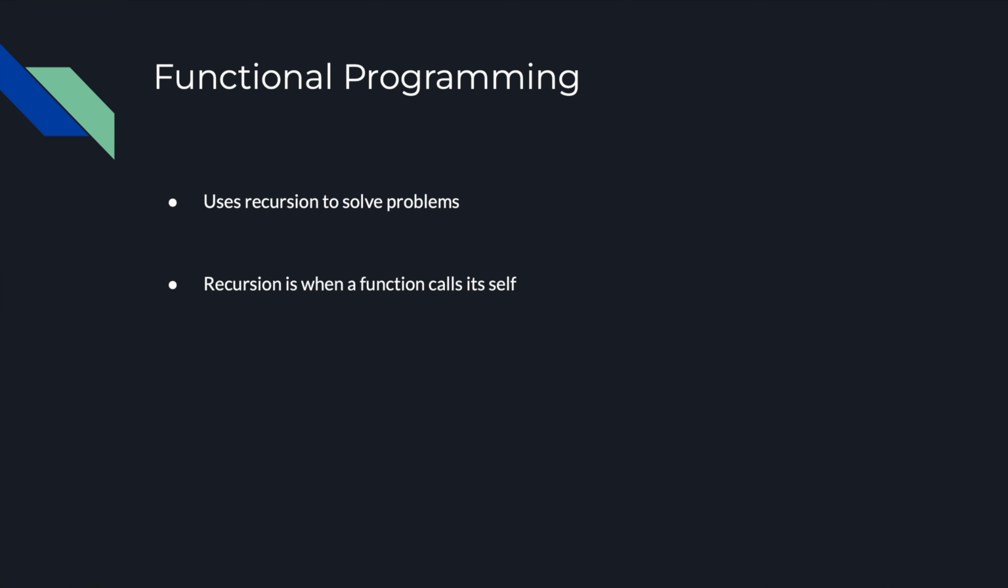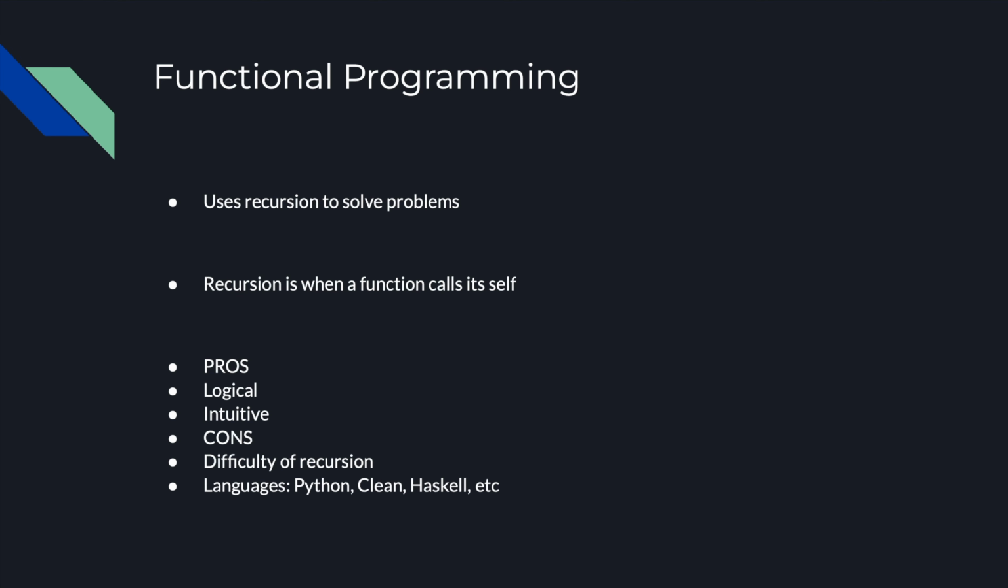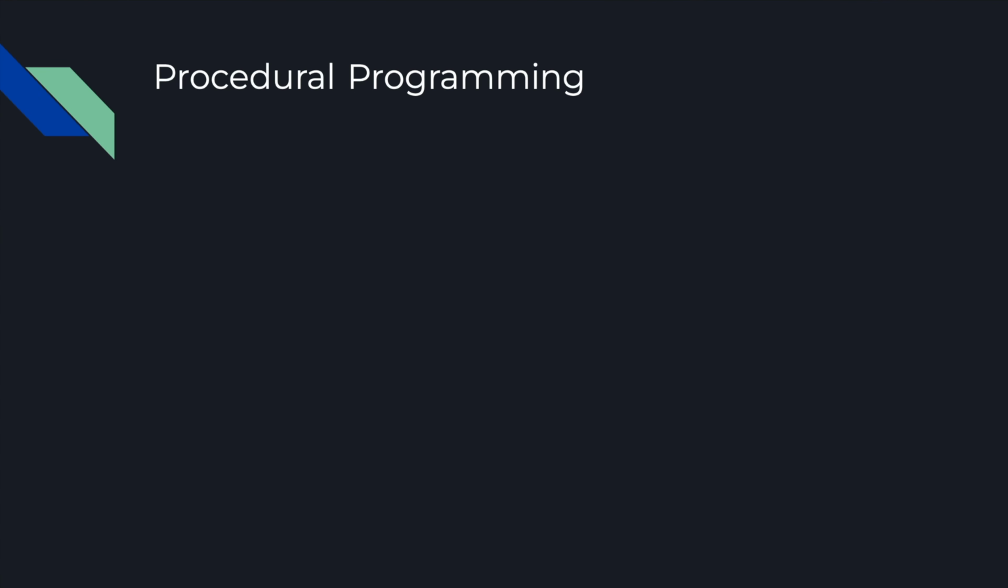Some pros to functional programming are that it is logical. You can look at code and understand what it is doing because it's so intuitive. However, recursion is something that many people are not able to grasp, and because of that, they do not enjoy functional programming. Some of the languages that functional programming is involved with are Python, Clean, and Haskell, which are relatively old programming languages.